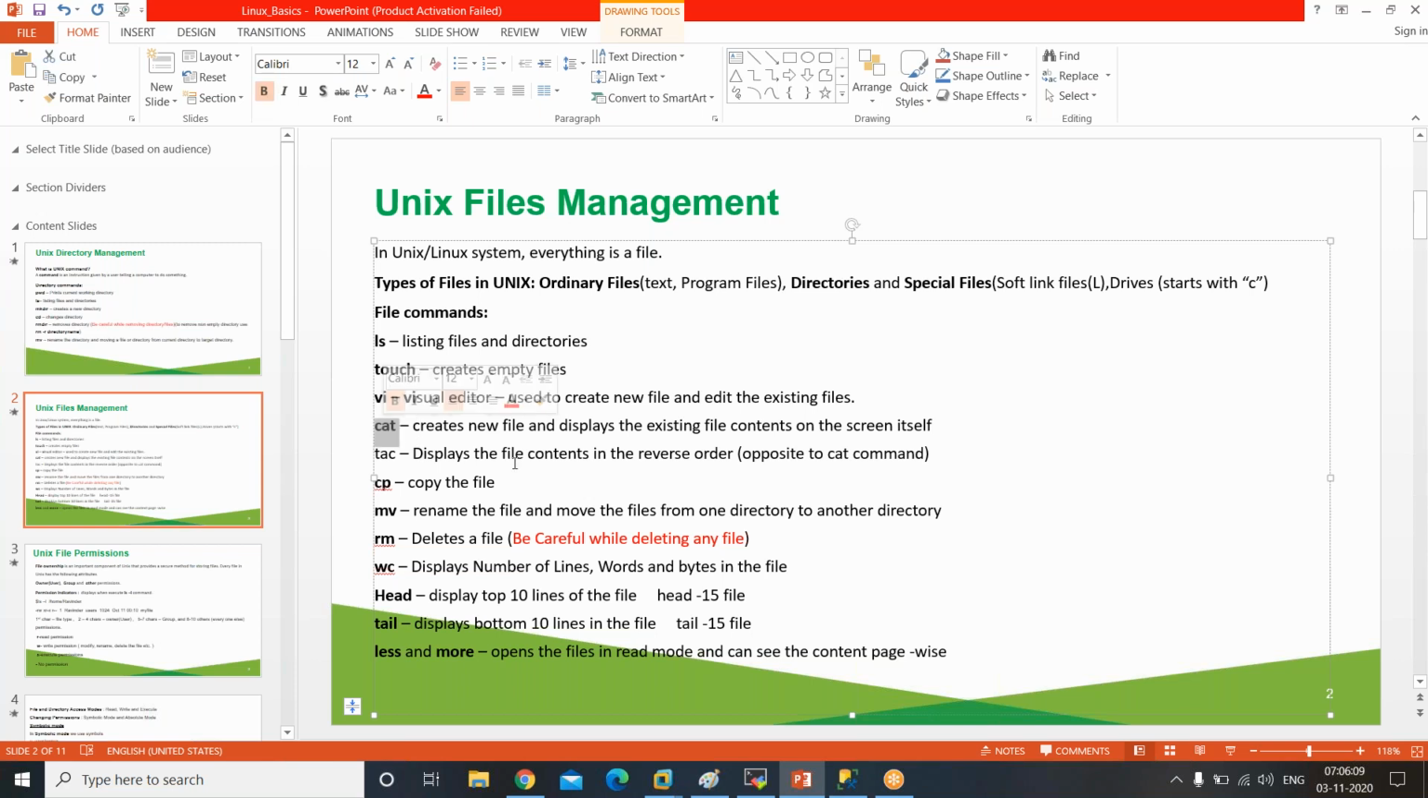And with cat also, we discussed in detail what we can do. Tac will read the data in reverse order. Cat will read from top to bottom. Tac reads the data bottom to up, in the reverse order basically.